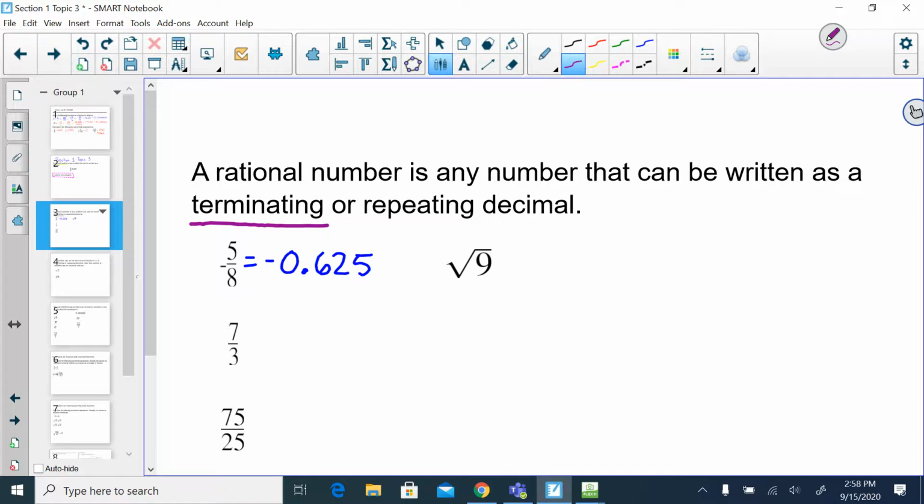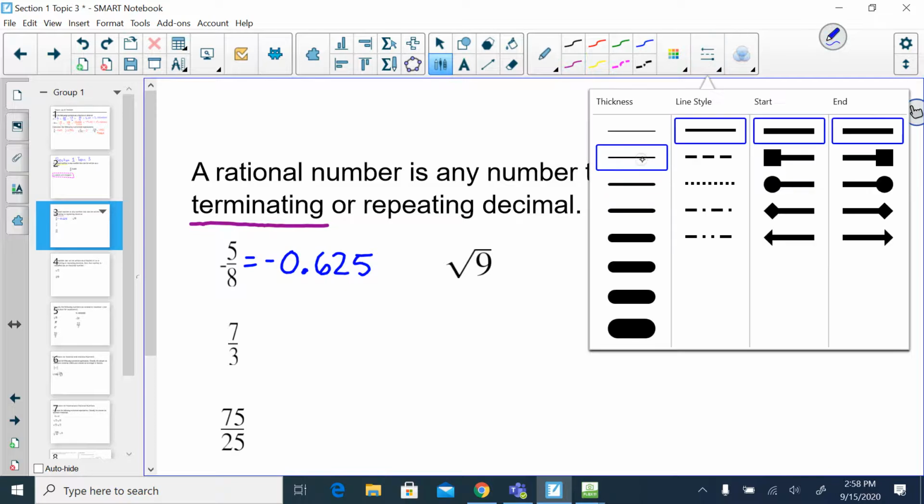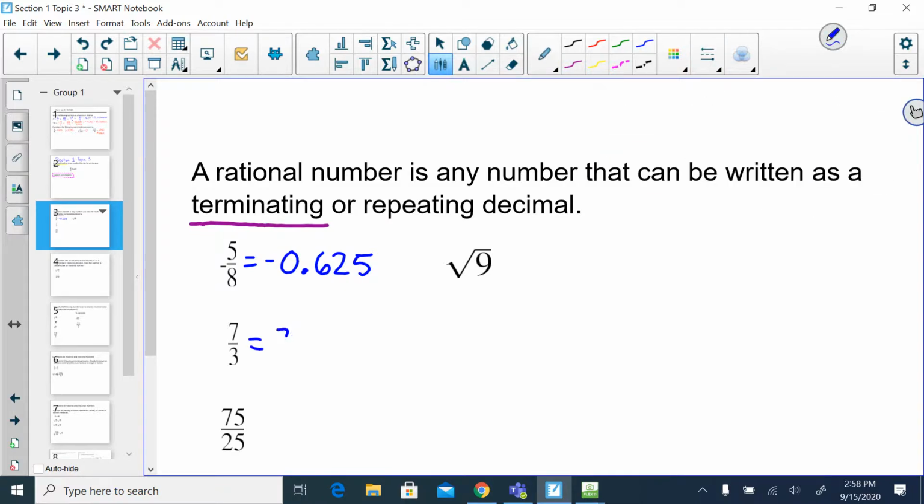When we had the 7/3, this one was equal to 2.3333, and that kept repeating. So that is what we will call a repeating decimal. Either way, both of those are what we classify as a rational number. Okay, rational number.